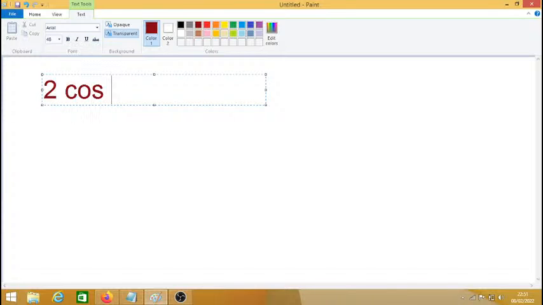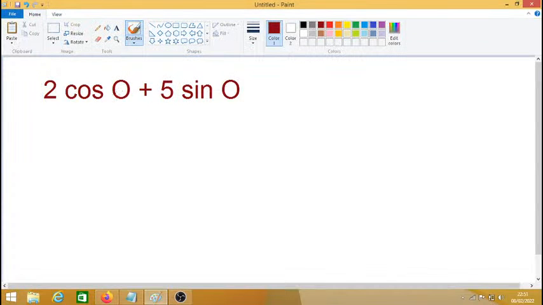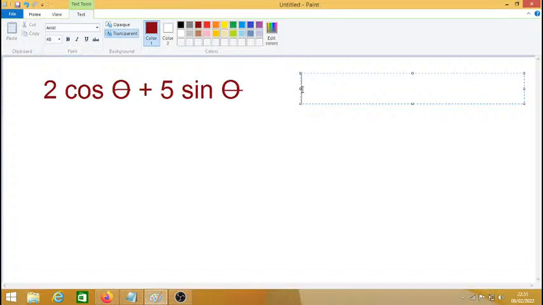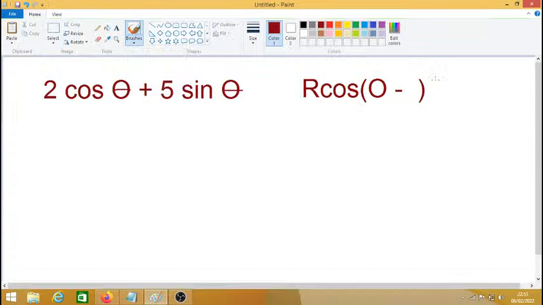So yesterday we had an expression which was 2 cos theta plus 5 sine theta, and we wanted to write that in a shorter form, which was just made up of cos. So the form that we wanted to write it in was R cos(theta minus alpha). So in yesterday's lesson we did that.